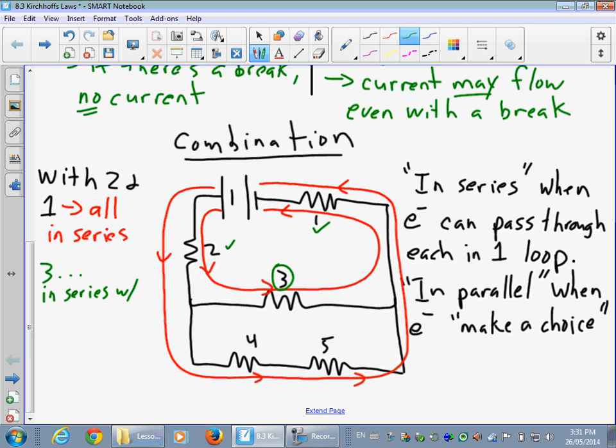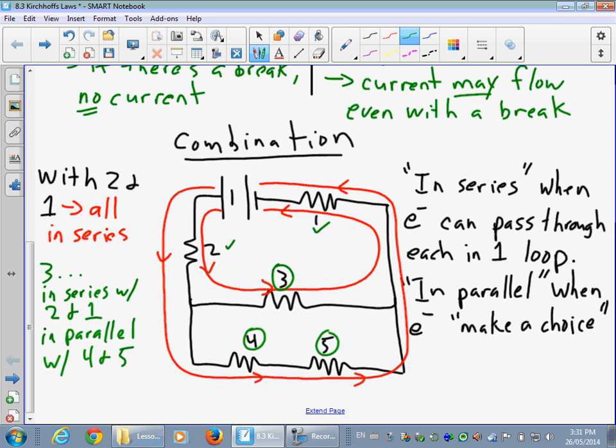with 2 and 1, but the charge cannot flow through 3 and 4 or 5. So they have to make a choice of which one to go through. And so they are in parallel. Number 3 is in parallel with 4 and 5. 4 is in parallel with 3, 3 is in parallel with 4, they're the same thing.